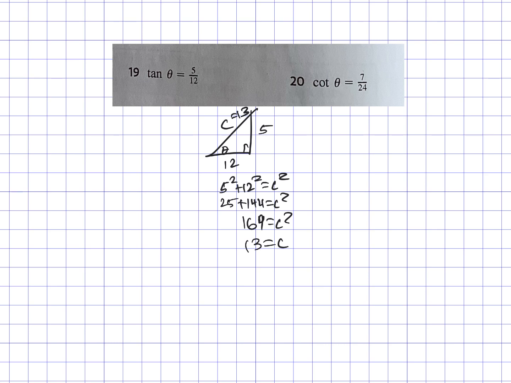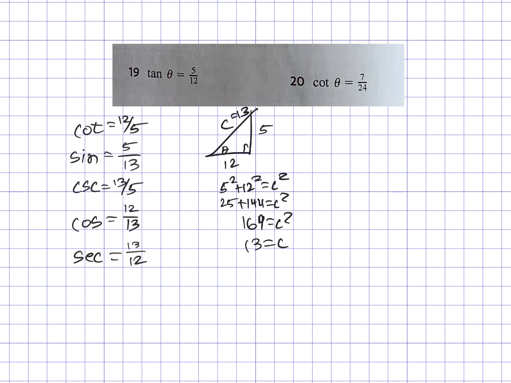So if the tangent is 5/12, the cotangent is 12/5. Sine is opposite over hypotenuse, and the cosecant is the reciprocal. The cosine is adjacent over hypotenuse, and the secant is the reciprocal. Number 20. So cotangent, it would be the adjacent over the opposite.